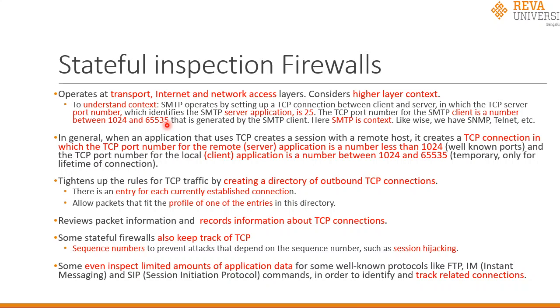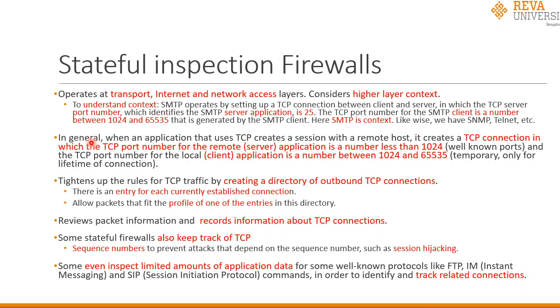be chosen between 1024 and 65,535, that is generated by the SMTP client. So here, if you look at the way TCP is functioning, it is based on the context of the application. Here the context is SMTP, so the port numbers differ for server and client. Similarly for SNMP, that is Simple Network Management Protocol, or Telnet, etc.